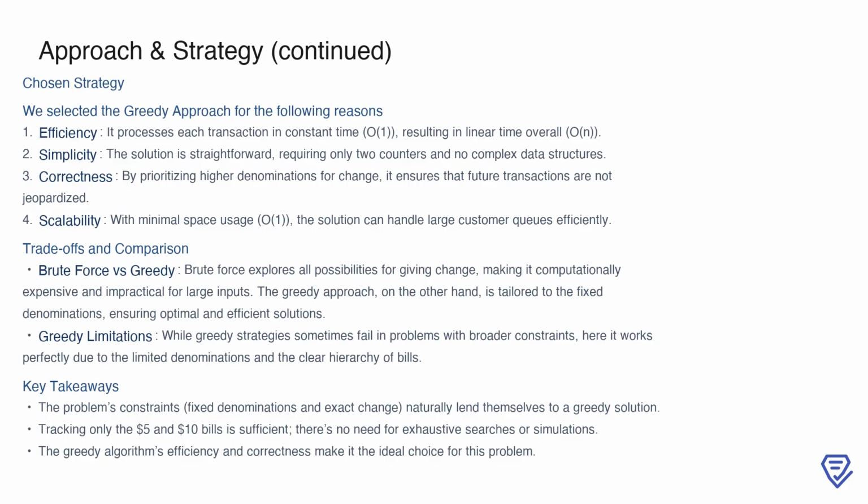Although greedy algorithms can sometimes fail in problems with broader conditions, the fixed denominations and clear hierarchy of bills in this problem make it a perfect fit. Ultimately, the key takeaway is that this problem's constraints naturally align with the greedy solution, where tracking only the $5 and $10 bills is both sufficient and efficient. This makes the greedy approach the ideal choice for solving the lemonade change problem.